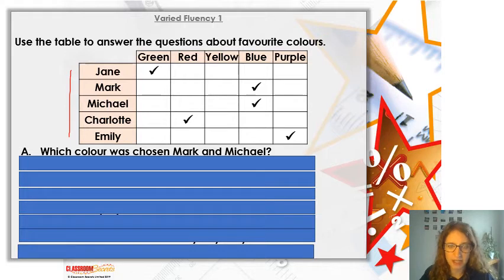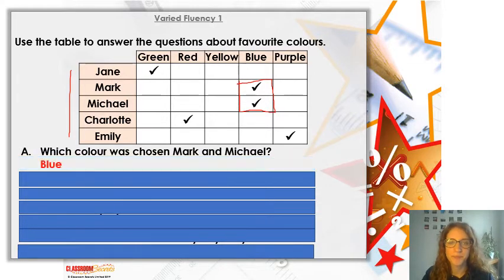So have a look at the table, find their name down the side. In this case, they've both selected the same colour. So we can see their names here. We can go along to where their tick is, and we can see which column it is in. It was blue. Well done if you spotted that. Maybe you can pause before I give the answers to these questions as you go along.